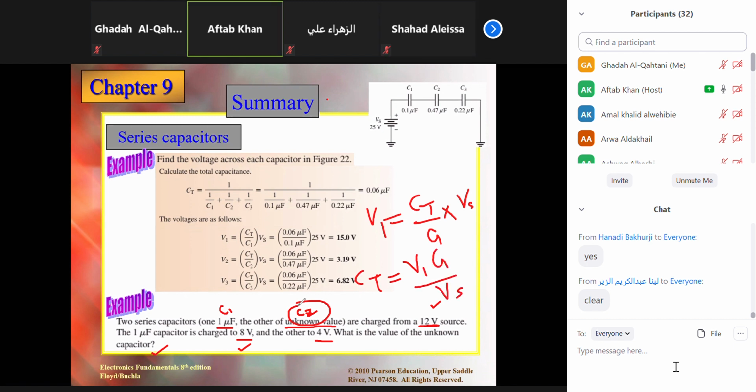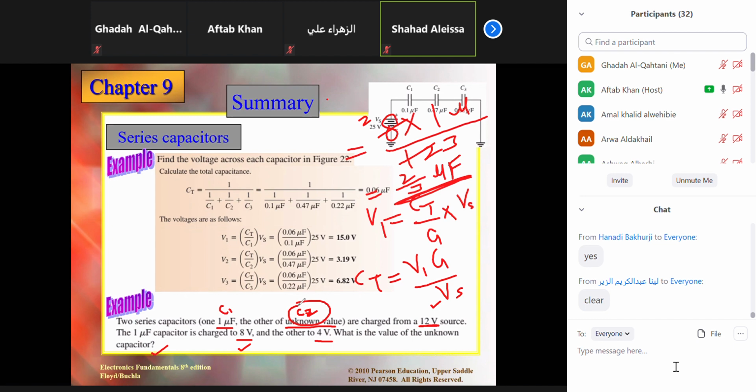So how much is V1? It is 8, multiplied by C1, which is 1 microfarad, over Vs, which is 12. So how much is it coming? It is 2 over 3 microfarad. So now you have CT. Then what next?